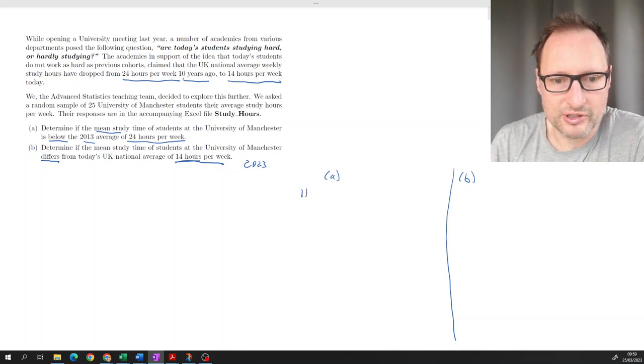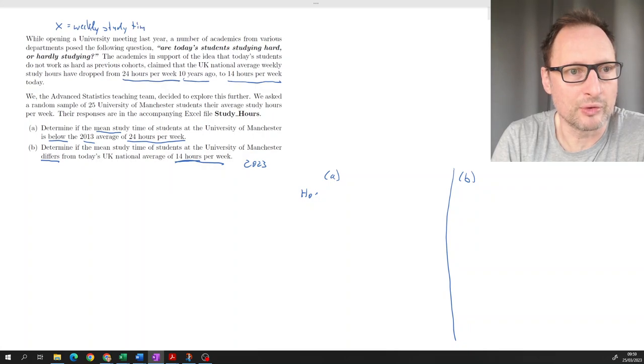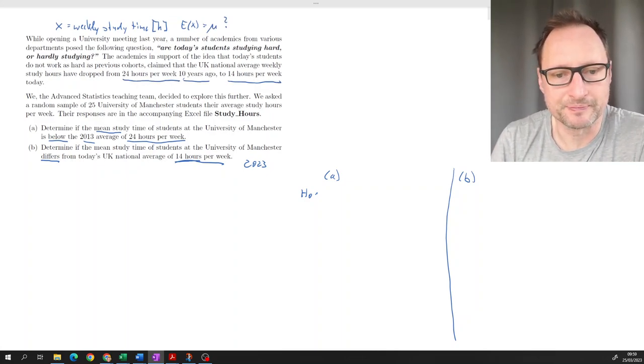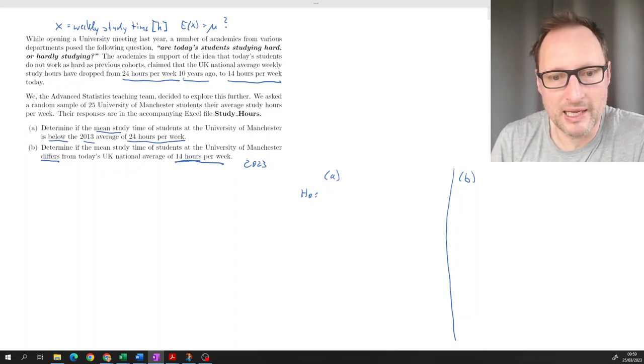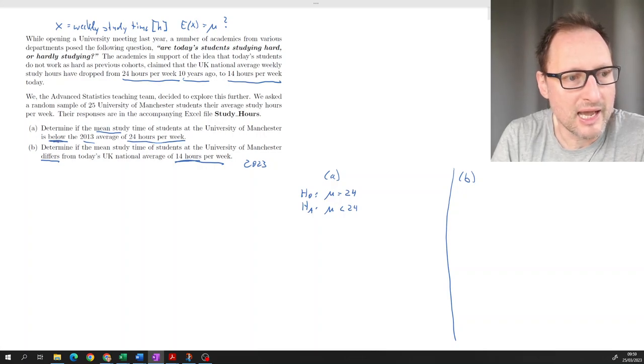The null hypothesis for problem A is that, let's put some notation down, X shall be the weekly study time without lecture and tutorial attendance, measured in hours. And what we are after is that expected value, and we'll call that mu. This is what we are after. We want to know what it is in the population. So the null hypothesis for problem A is that that mean is equal to 24, and the alternative is that that mean is smaller than 24. So we're wondering in part A, has that mean dropped below the 2013 average of 24 hours?